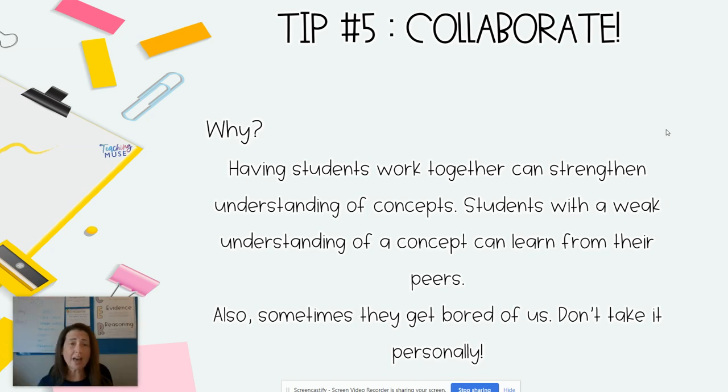And I also think this is important because we get bored of each other. I think about our faculty meetings. We don't want to hear the same person speak the entire time. We don't want to be there to begin with. So when we're hearing the same person speak the entire time, it's really droning on and on. But when you have that time to work with others, it does make the time go faster.